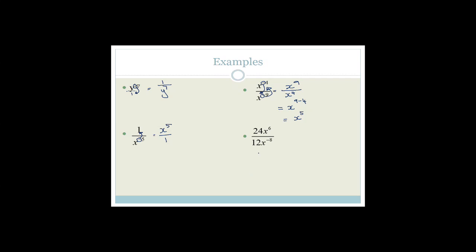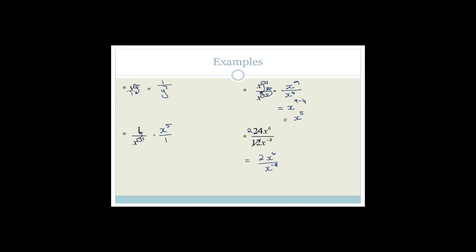Ta-da! Okay, let's do this example. Now you'll notice that what's special about this example is that we've got numbers here as well. We also have a positive exponent and a negative exponent. So this is slightly more complicated than the other examples. The first thing I always do is see if I can factorize or simplify, if I can cancel anything. And I can see that 12 goes nicely into 24 twice. So I can cancel this and I'm left with 2. So I've got 2x to the 6 over x to the minus 8.